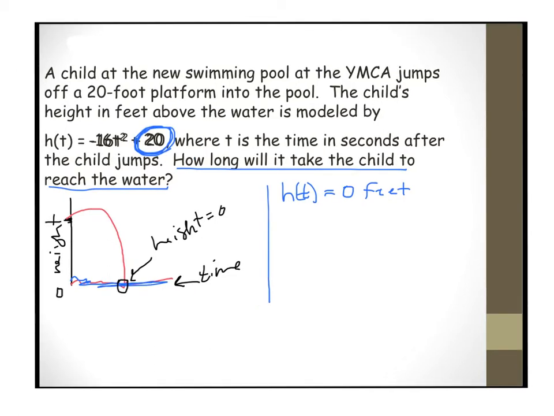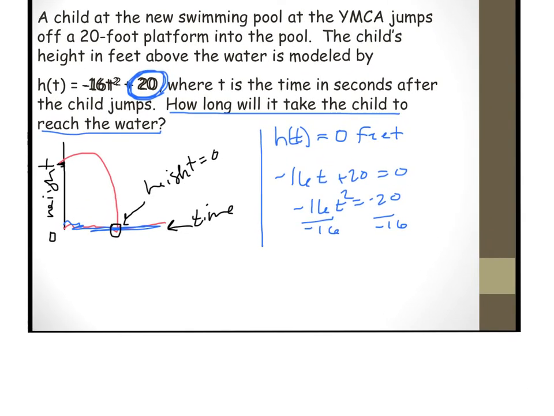So I have negative 16t squared plus 20 is equal to 0. I'm going to solve. So I'm going to subtract 20, put it on the other side, divide both sides by negative 16, and then I have t squared is equal to 20 over 16. And I have a square, so I'm going to take the square root of both sides, which is going to equal plus or minus the square root of 20 over 4, because the square root of 16 is 4.